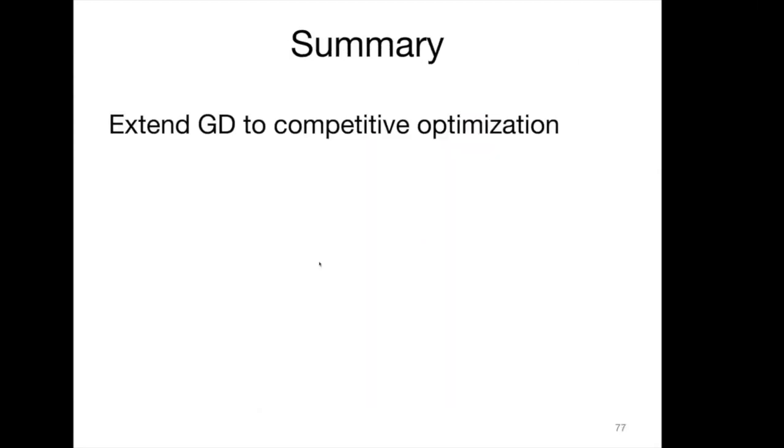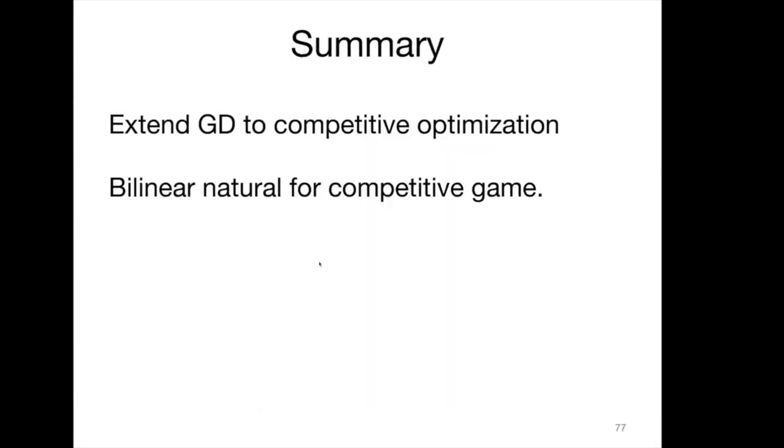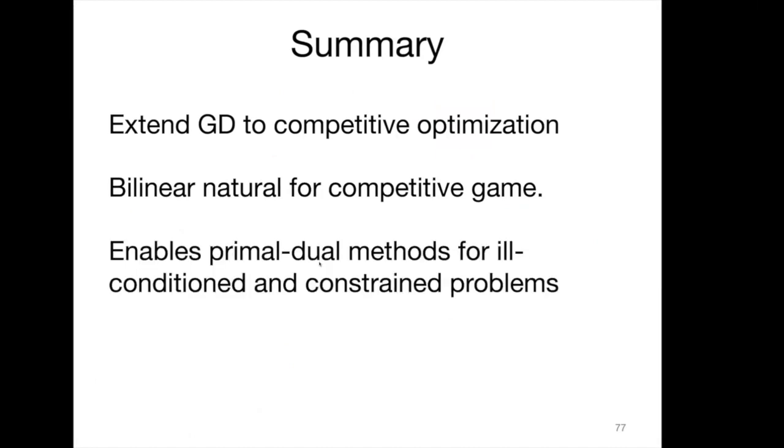So in summary, we extend gradient descent to competitive optimization, which gives us a bilinear approximation. This is actually the summary slide for CGD, I just realized. But the summary is really that we're able to train PINNs to high accuracy using this competitive gradient descent approach.